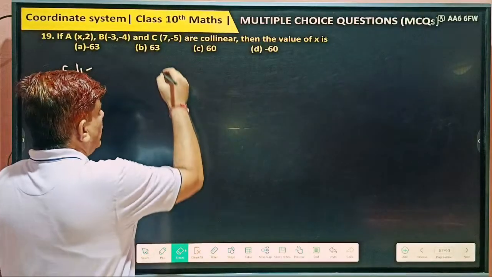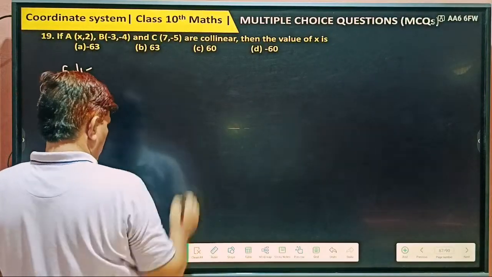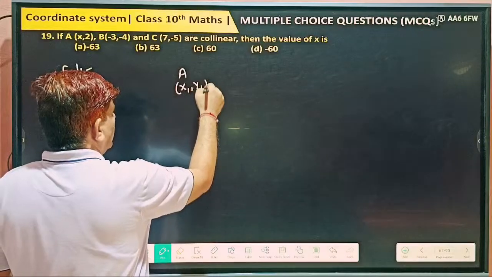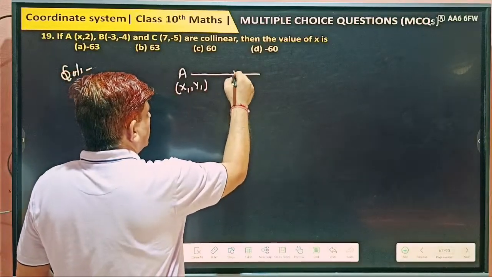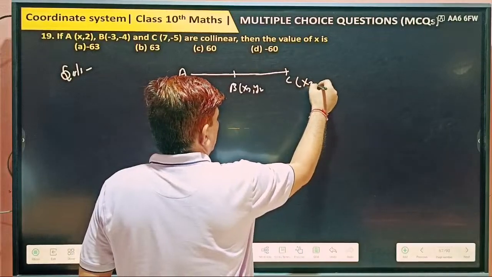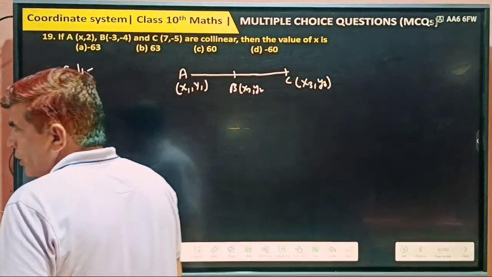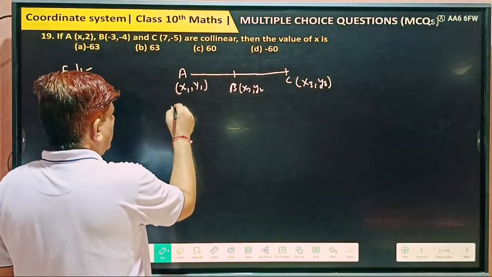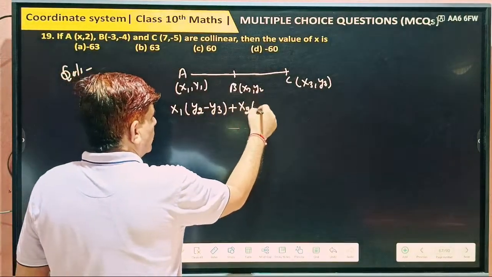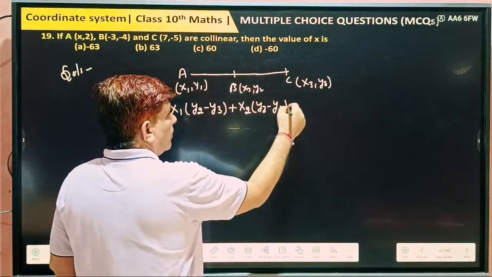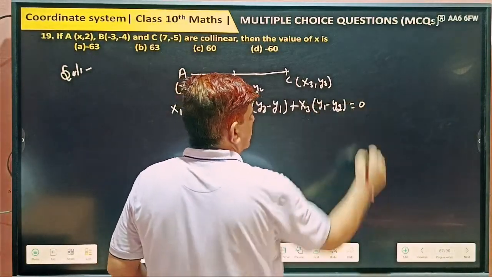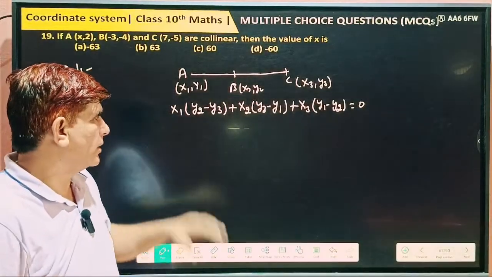So look, if you have points A whose coordinates are x1, y1, B whose coordinates are x2, y2, and C is a point whose coordinates are x3, y3, and they are collinear, then x1 into (y2 minus y3) plus x2 into (y3 minus y1) plus x3 into (y1 minus y2) is equal to 0. We can solve by this formula also.